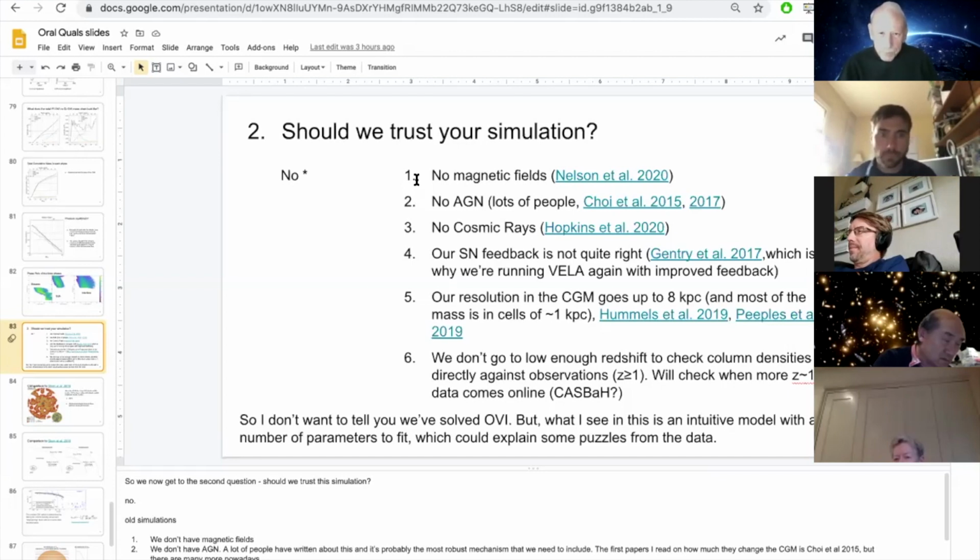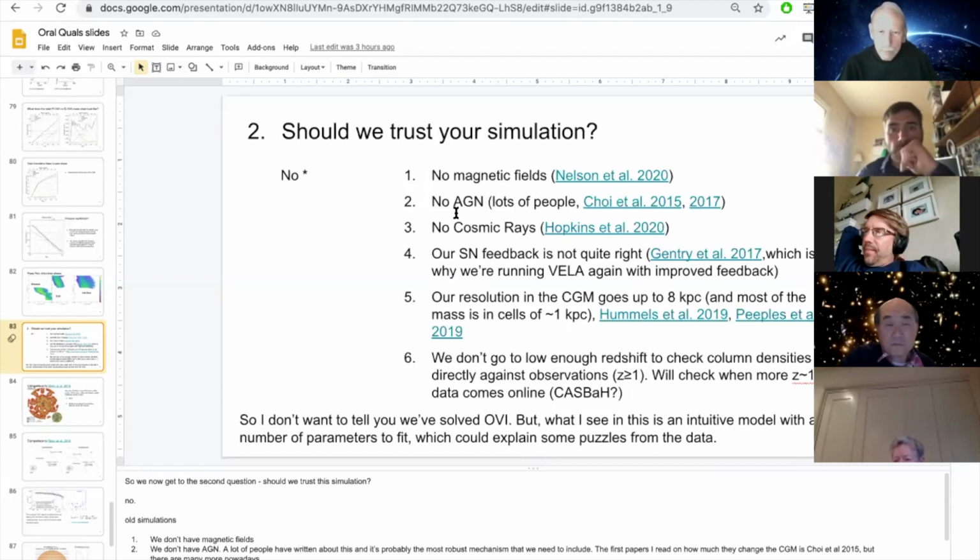AGN are pretty well shown to be super important for making the CGM have the right temperatures, heating up to the level we expect, and having quenching happen at reasonable star formation or stellar masses. So the fact that we don't have either of these things should mean that we should be very skeptical of this. But can you already see massive contradictions between the predictions of this particular halo and observations?